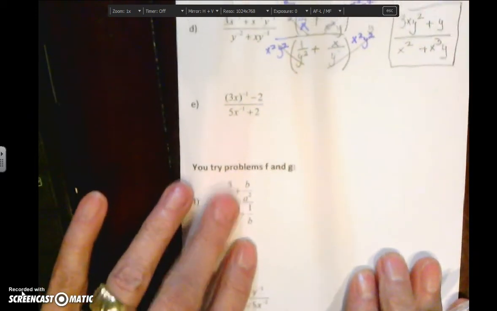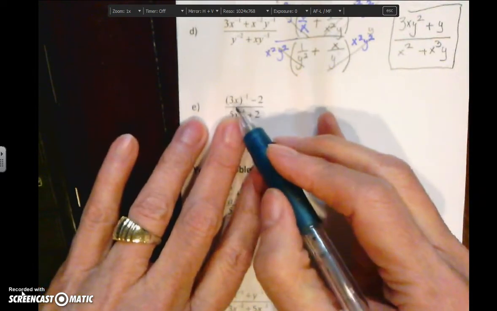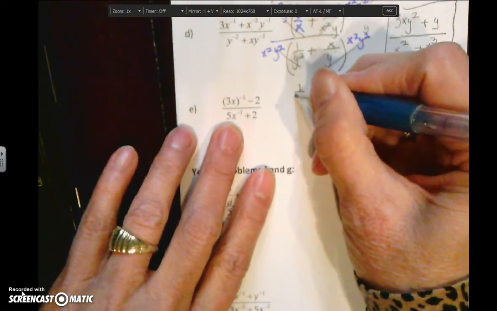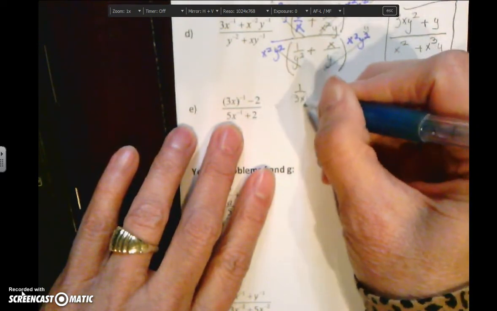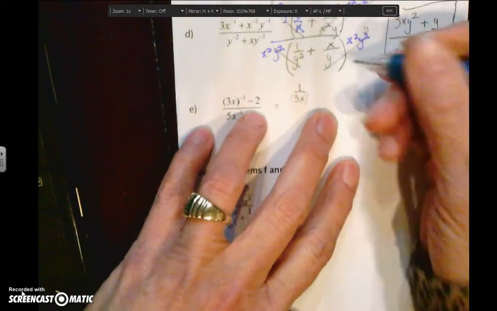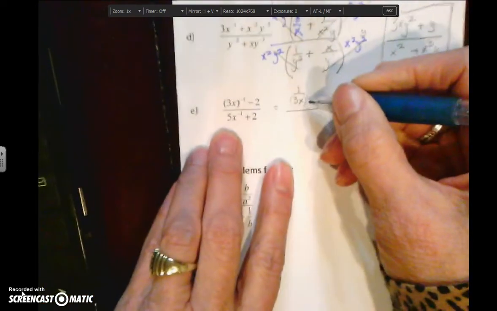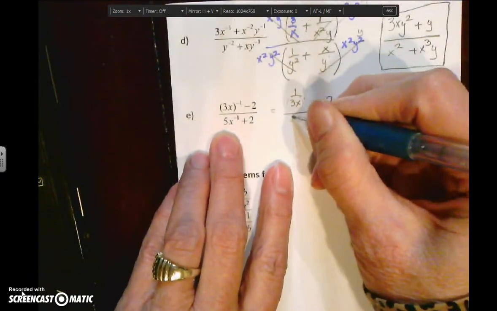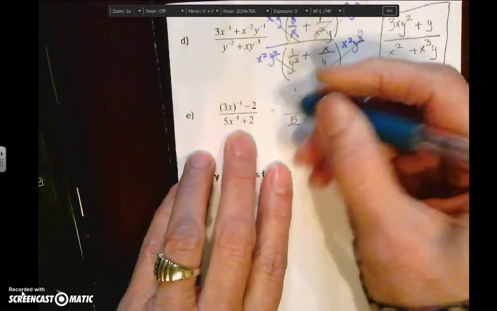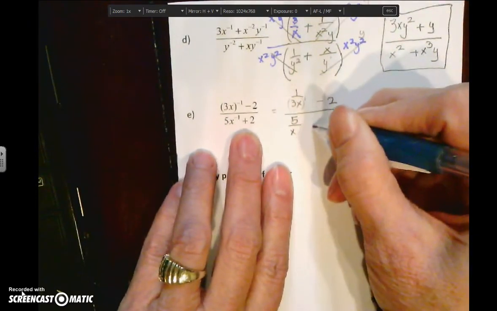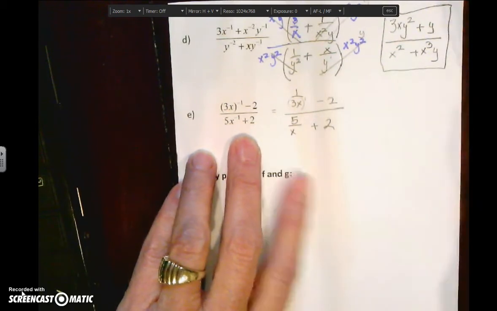E, this time I have a parentheses, 3x to the negative 1. So that whole parentheses then is going to go into the denominator to a positive 1. Then minus 2 over, and then 5x to the negative 1. The 5 stays on top, no exponent, and x to the negative 1 drops and becomes over x. And then plus 2. Now I need to think about what my LCD is going to be.